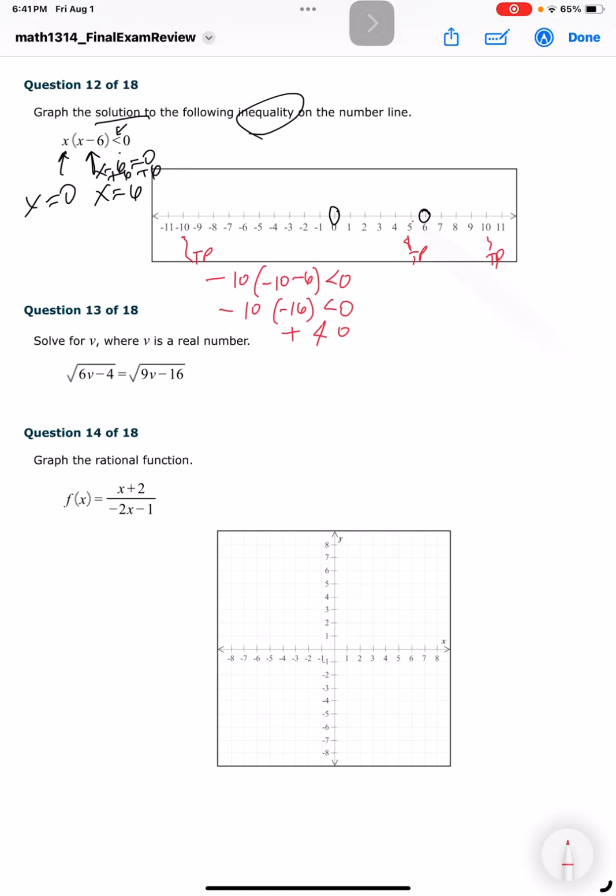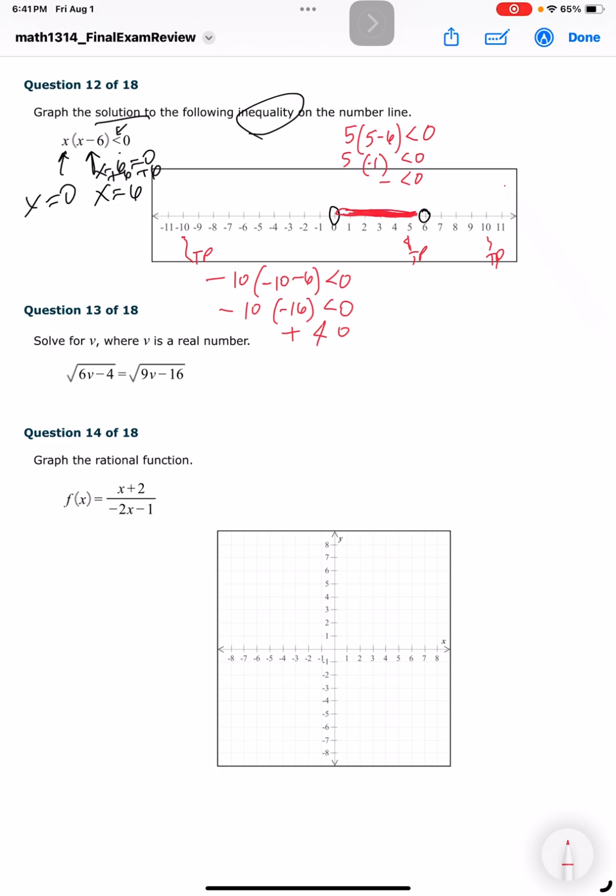So now I'm going to take the test point of 5, and I'm going to do that exact same dance. I'll do it up here so we have a little bit more space. I have 5 times (5 minus 6) is less than 0. So then that would be 5 times a -1 is less than 0. A positive times a negative, so we get -5. A negative is less than 0, so we are definitely going to shade in this area.